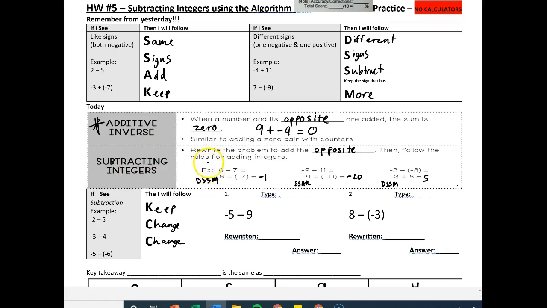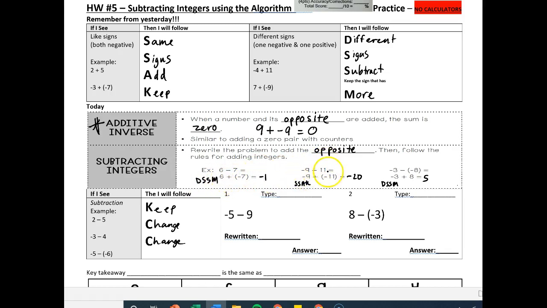Subtracting integers. Their way of saying it is you rewrite the problem to add the opposite, and then you follow the rules for adding integers. Basically, you can take any subtraction problem and change it to an addition problem of adding the opposite number and use the addition rules to solve. So 6 minus 7 becomes 6 plus negative 7, because it was a positive 7, so the opposite is negative 7. And then that's a DSSM, so it's negative 1.